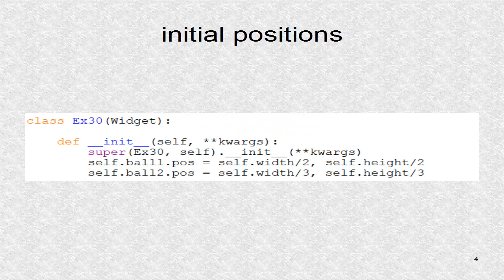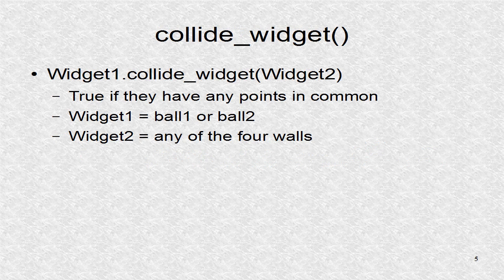4. The initial position of the balls is set in the constructor. 5. The collide widget command operates on widgets and checks if there is a collision.